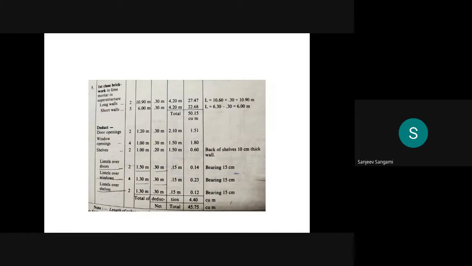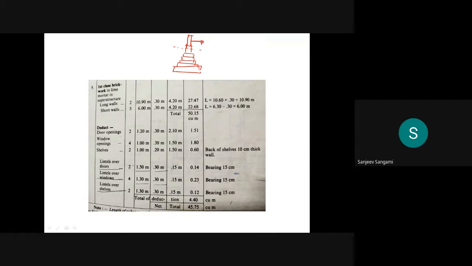So then go with the superstructure, that is first class brickwork in lime mortar in superstructure. Above that, how much it will be, that you have to do. So till now we have done this one, it is completed, 4 footings over. Then the plinth wall is also over. Then above you have this structure. So above you have the superstructure.